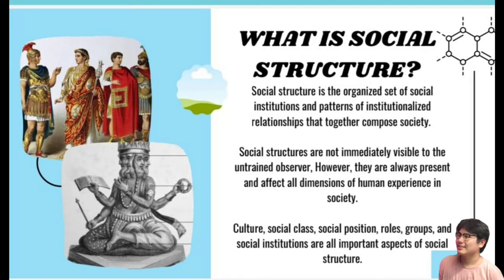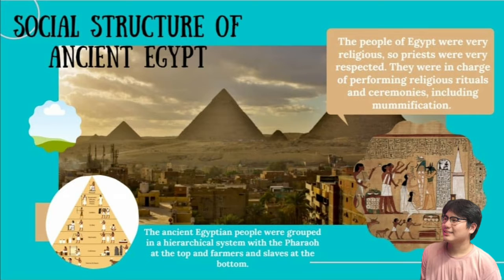So now I would like to give two ancient civilizations as example. The first one is ancient Egypt. The ancient Egyptian society was structured like a pyramid. The people were grouped in a hierarchical system with a pharaoh at the top and the farmer and slave at the bottom. The pharaoh was believed to be a god on earth and had the most power. He was responsible for making law and keeping order, ensuring that Egypt was not attacked or invaded by enemy.